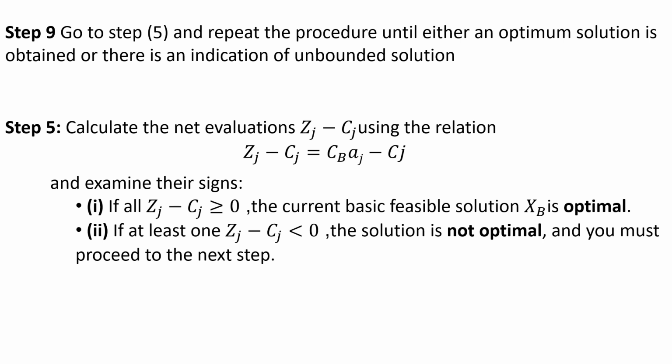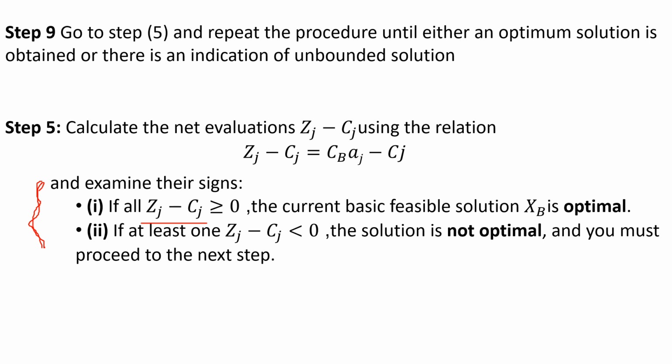So let's see the next step. In this step, once again I have to go to step 5 and repeat the procedure until either an optimal solution is obtained or there is an indication of an unbounded solution. So in step 9, once again I have to observe the conditions of step 5. So in step 5, I have to observe the Zj minus Cj values.